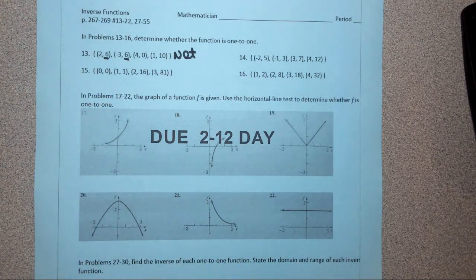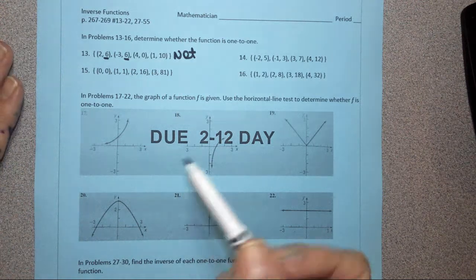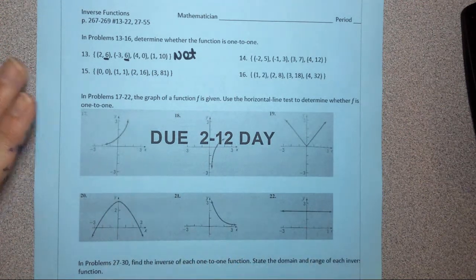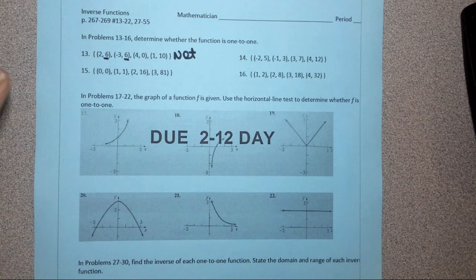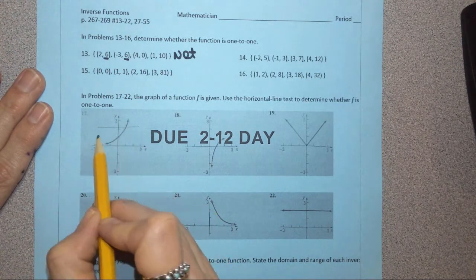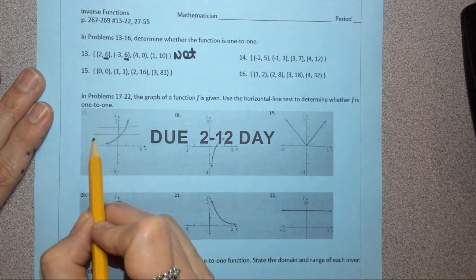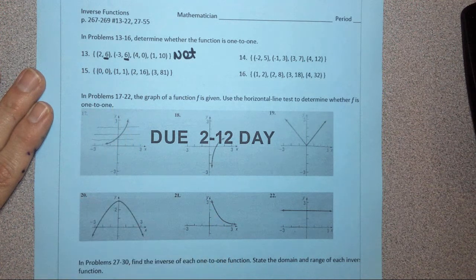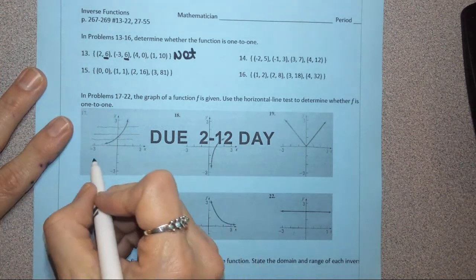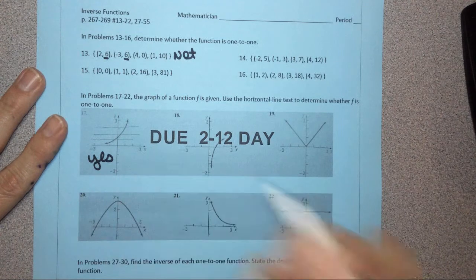On 17 through 22, it says the graph of the function f is given. Use the horizontal line test to determine whether f is 1 to 1. So I'll look at 17. If I were to draw a horizontal line going through this graph right here, it touches once, touches once, touches once. So this passes the horizontal line test. So this one is, yes, it's 1 to 1.